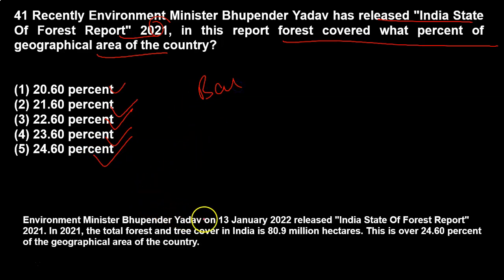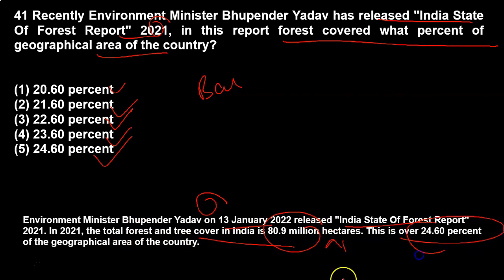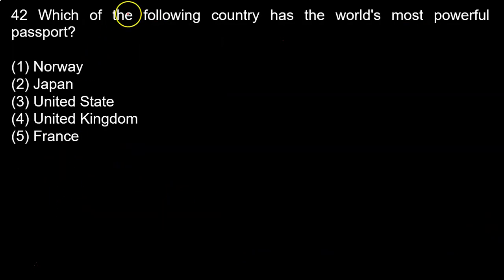Your answer is: Environment Minister Bhupendra Yadav on 30th January released India's State of Forest Report. According to this report, the total forest and tree cover in India is 80.9 million hectares, and this is over 24.60% of the geographical area. So the answer is 24.60.